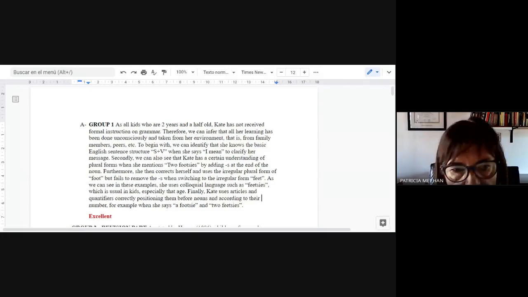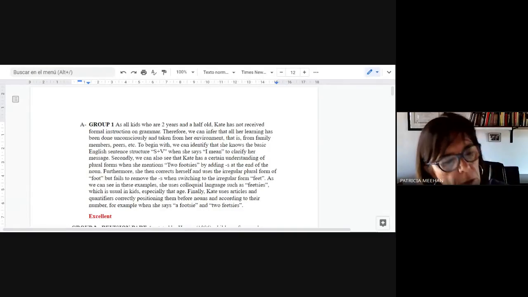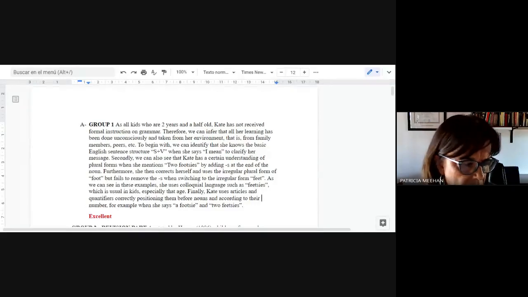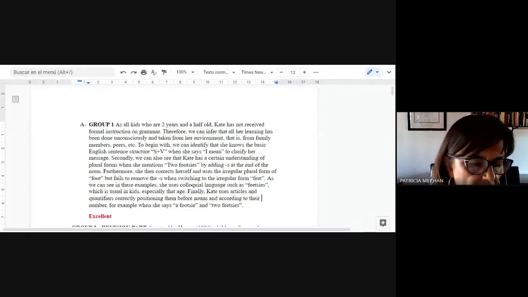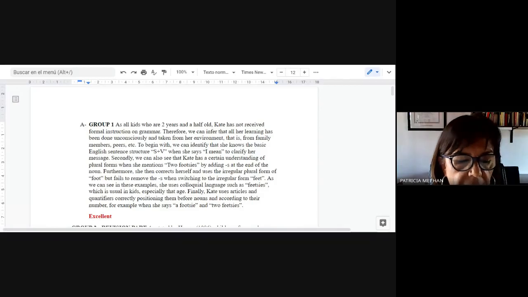Is that clear? So group A had to work with an exchange. I think it was the one of the feet and the fixes. The dialogue said, an adult asks a little girl, Kate, what's that? And Kate answers, a footsie. But as a matter of fact, the adult is pointing at one of her feet.